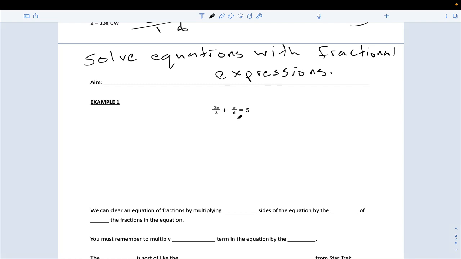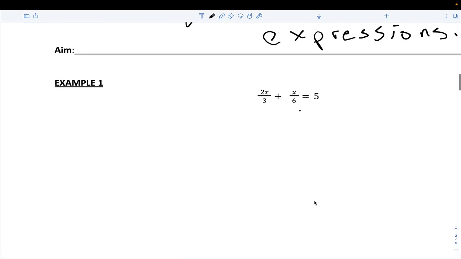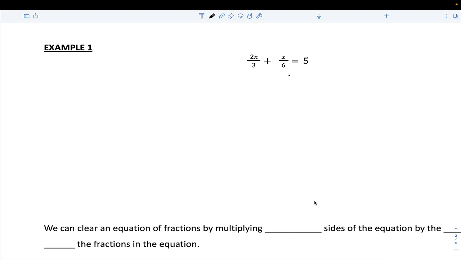Example 1 looks a little bit crazy. There's fractions, and I have not encountered this before. I've done decimals, which is tricky. When you have fractions, there are two ways that you can solve expressions and equations. I'm going to give you what I think is the easiest way.